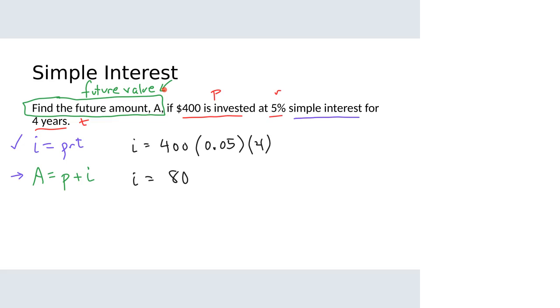We do know what the principal was, and now we know how much interest was earned, so we can use this formula to find out the future value. The future value is going to be the 400 that we started with, plus the 80 that we earned in interest, so the future value of this investment is $480, and that's the answer to our question here. The future value of this investment is $480. Let me know if you have questions on that before I give you a chance to try one.